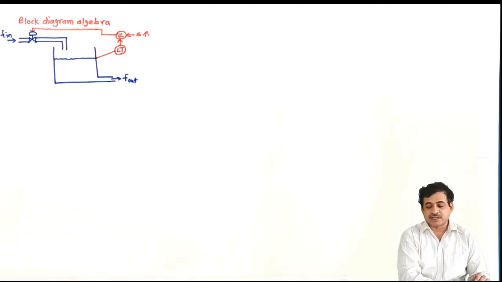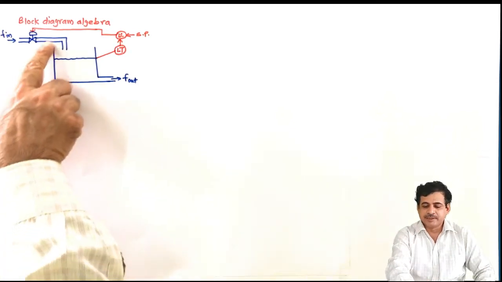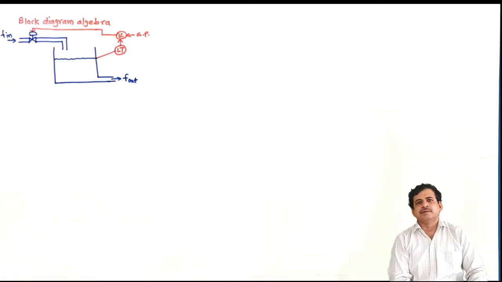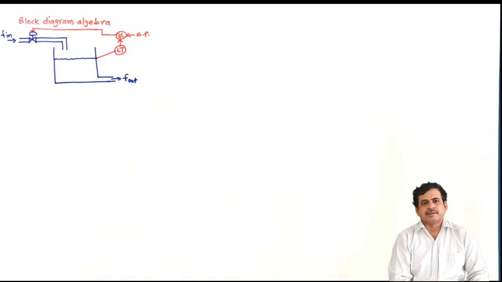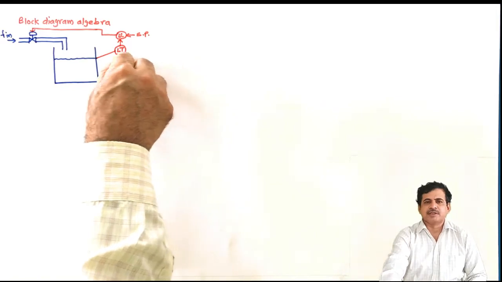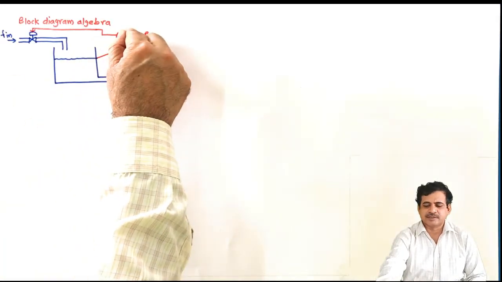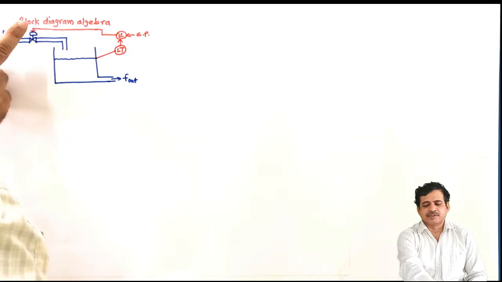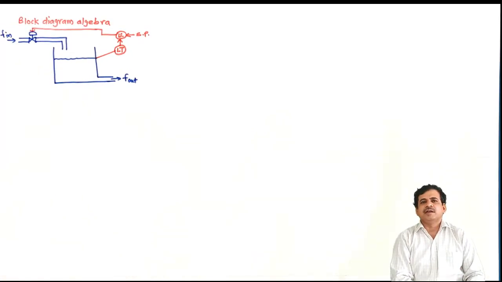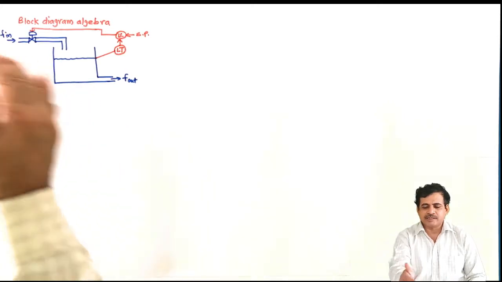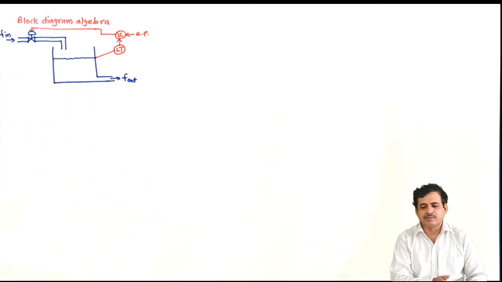Now, this contains several subsystems. One of the systems is, for example, the tank. Another subsystem is level transmitter. Another subsystem is level controller. Another subsystem is valve. And every element will have its own transfer function. So the transfer function can be represented by a block. So block will contain a transfer function, and these subsystems are connected together by several means.